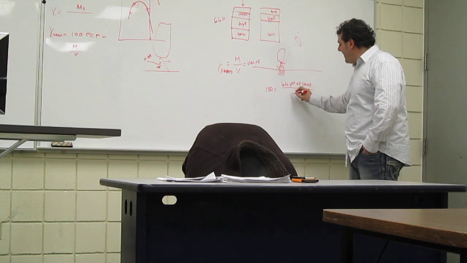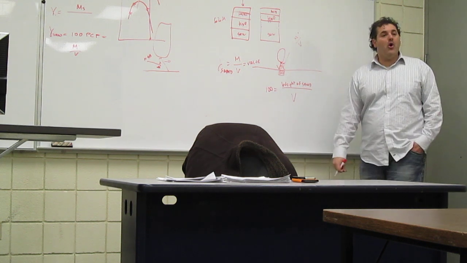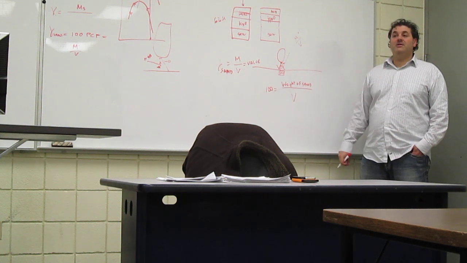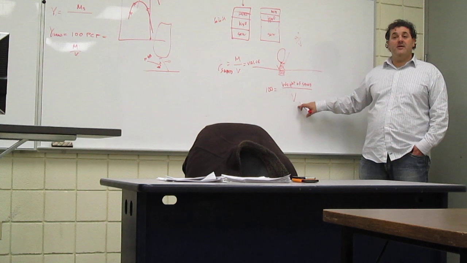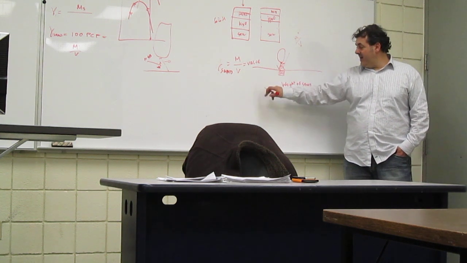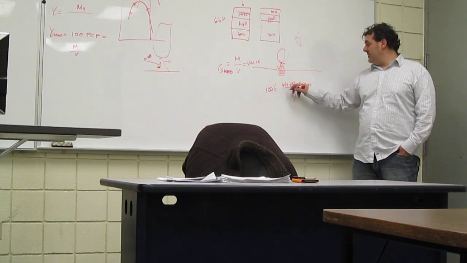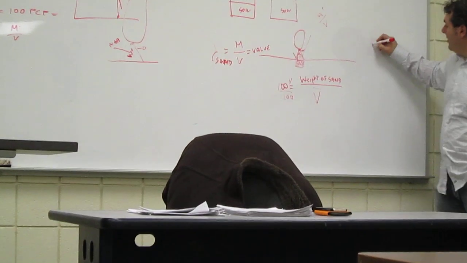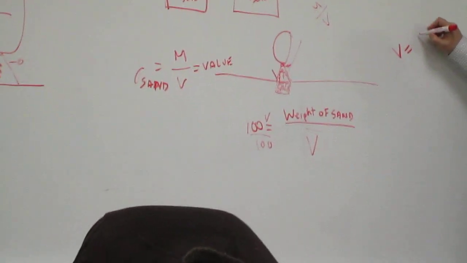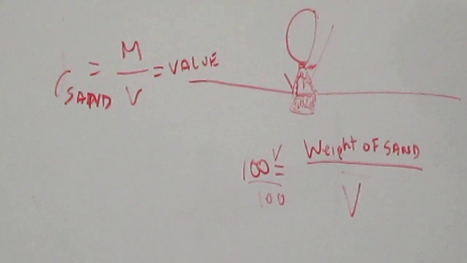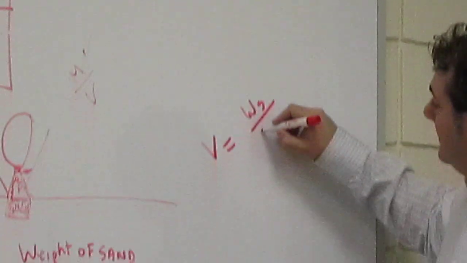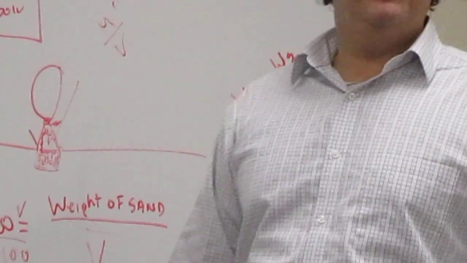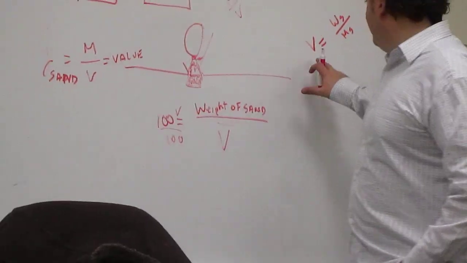And this is also known, divided by a volume that we don't know. So we have two knowns and one unknown. So we multiply the volume over here, and then we divide by 100. So the volume is going to be equal to the weight of sand divided by the mass of sand. You get it? So now we have the volume.